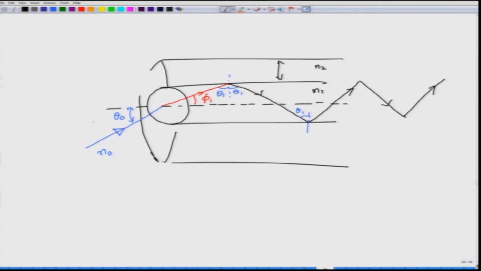Is it possible that there is any limitation on this angle theta 0? That is, if I were to consider light at this angle theta 0, will this light be propagating inside the fiber? Or if I consider light at a very short angle theta 0, will light be propagated? These are the questions that we will like to answer in the next module, when we discuss slightly more about this ray picture of light propagation inside the fiber. So, until then, thank you very much.